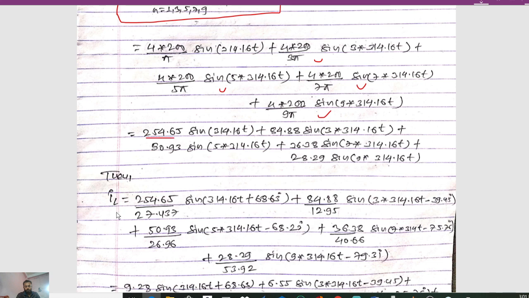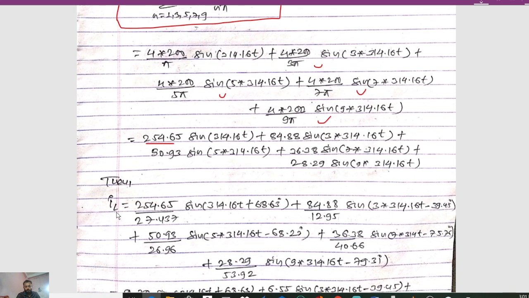Now the load current IL will be, and here we have just now calculated the value of VL. IL will be VL upon its respective impedance. So VL is given as 254.65, this is for fundamental. Similarly 84.88, this is for n equals 3. Similarly for n equals 5 we have 50.93, and for n equals 7 we have 36.838.